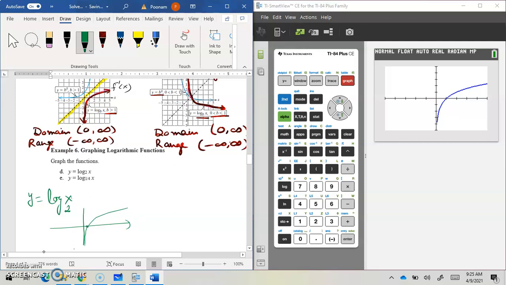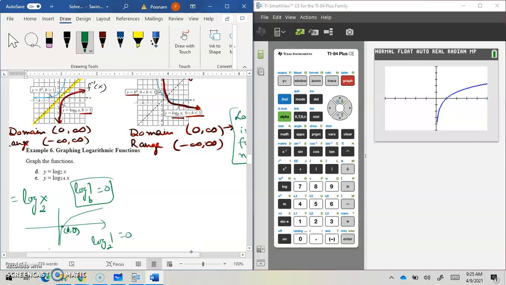X-intercept is always at 1, 0. The x-intercept of log function is always at 1, 0. Why? Because log of 1 with any base is always equal to 0. So log of 1 with base 2 will also be equal to 0. So x-intercept is always 1. This is your log function's graph when the base is 2.